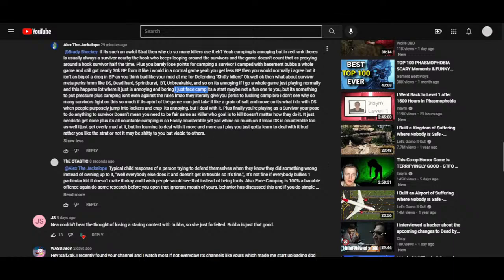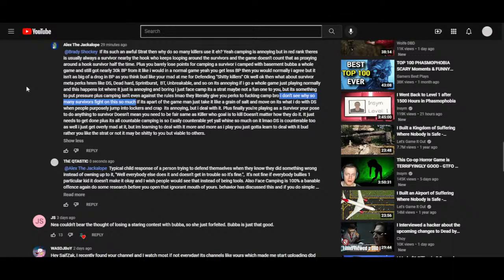Then he says it's a strat, maybe not a fun one, but it's something to put pressure. Plus, camping isn't even against the rules, LMAO. And he's correct. Camping isn't against the rules. Face camping is, but camping isn't. They literally give you perks too, and now there's derogatories. Camp, bro. I don't see why so many survivors fight on this so much. It's because of this statement right here.